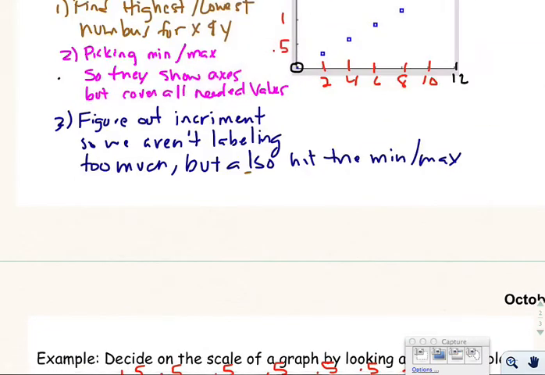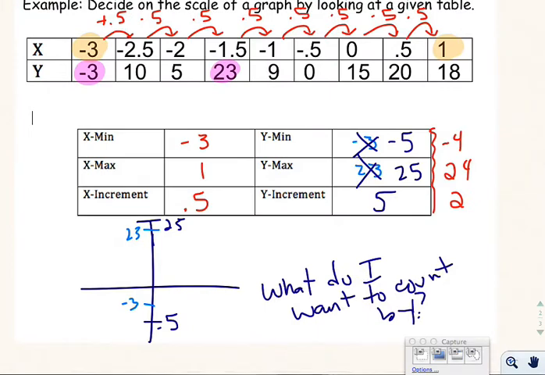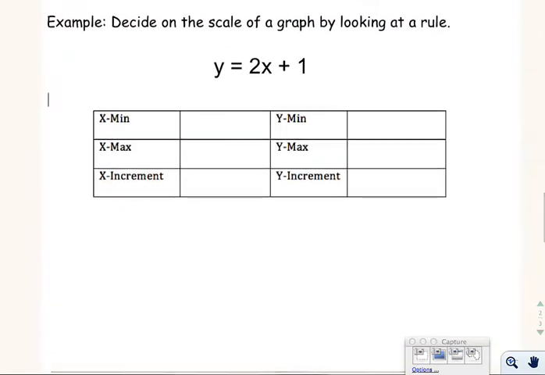And the last one is make sure you're incrementing, so you're labeling everything, you're not doing too much, and also you're hitting both the min and the max numbers. And since I have to get to 23, either 25 or 24 would be okay choices. Right? Let's look at this last one together.